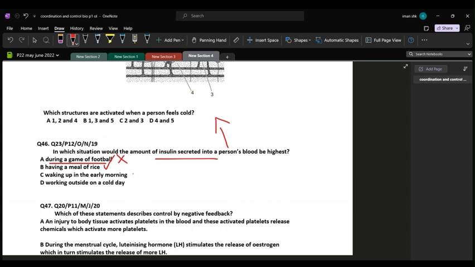Waking up in the early morning, when you wake up early in the morning, you're already feeling low in energy. And after you have your breakfast, you get that energy, and after having your breakfast, after some time, then your insulin production is high.